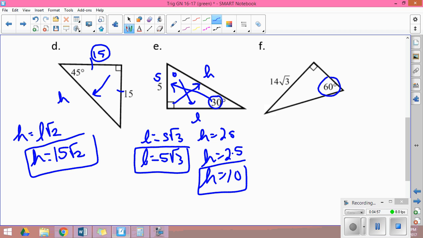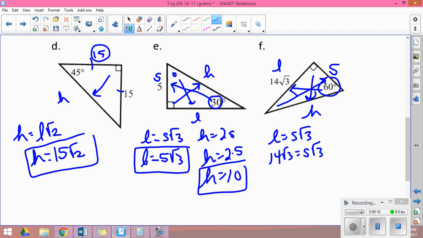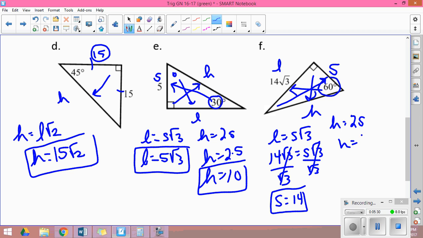Here, 30, 60, 90, I know the long side. Here's my hypotenuse. This makes that my short side. So my long side is equal to my short side times the square root of 3. So I have 14 square roots of 3 equal to my short side times the square root of 3. Divide by the square root of 3. Cancels. The short side is 14. Once I know the short side, I can find the hypotenuse is 2 times the short side, so my hypotenuse is 28. Every one of these will check if you go back and apply the Pythagorean theorem.